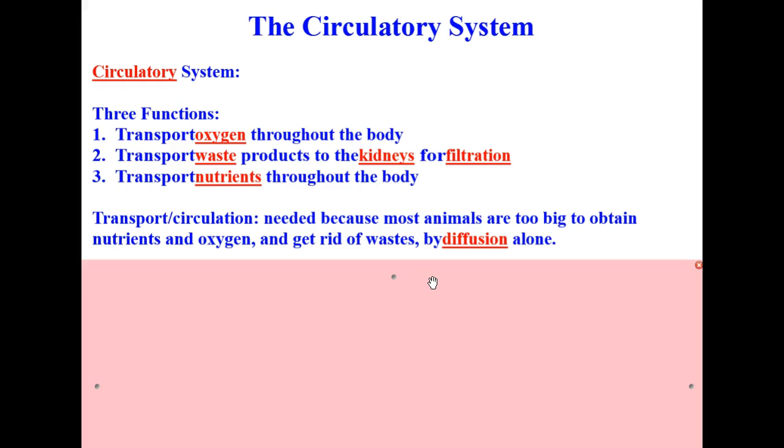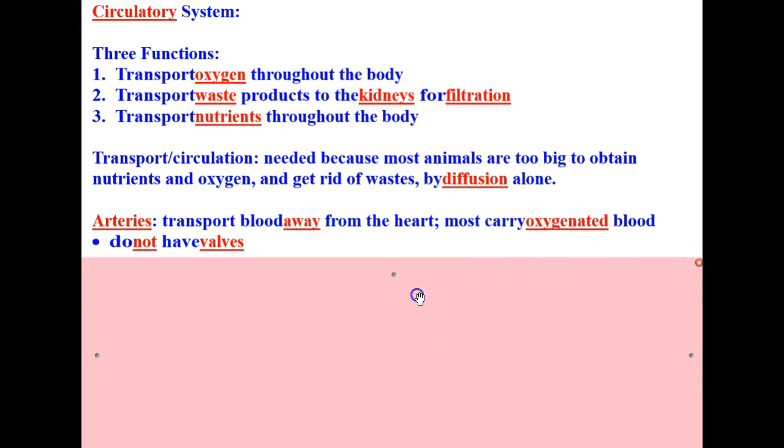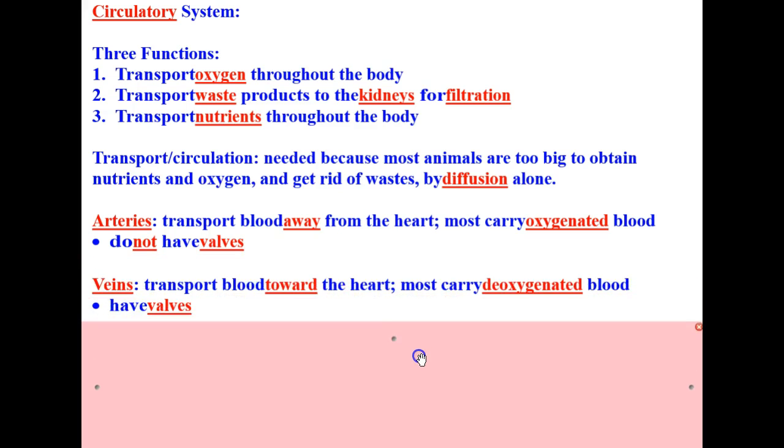The main vessels of the circulatory system are arteries, which take blood away from the heart, and most carry oxygenated blood, and arteries do not have valves. Veins transport blood toward the heart. Most carry deoxygenated blood, and these have valves.